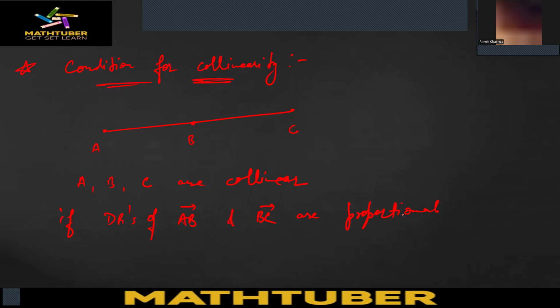So let's do the questions from exercise 11.1. There are only 5 questions based on these topics. The first question is, if a line makes angles 90 degrees, 135 degrees, and 45 degrees with the x-axis, y-axis, and z-axis respectively, find its direction cosines. That's the easy one because we know the values of alpha, beta, and gamma: alpha is 90, beta is 135 degrees, and gamma is 45 degrees.